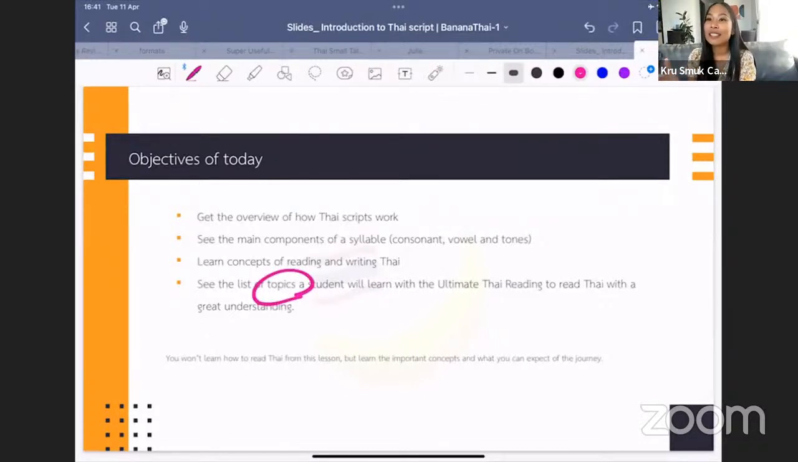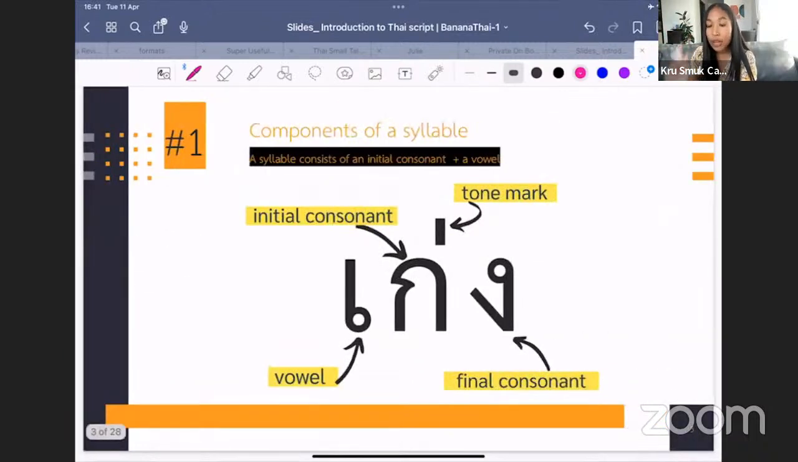Of course, this presentation is based on my Ultimate Guide to Thai Reading course that I developed, and it's also available to study, but I make everything clear and also short for everyone to learn. So number one, about Thai script.